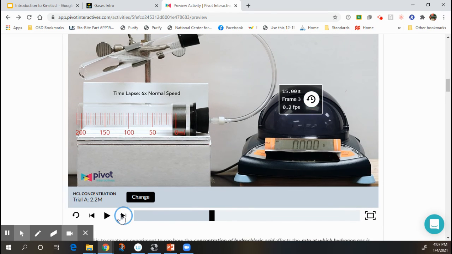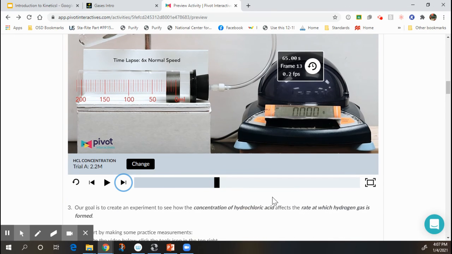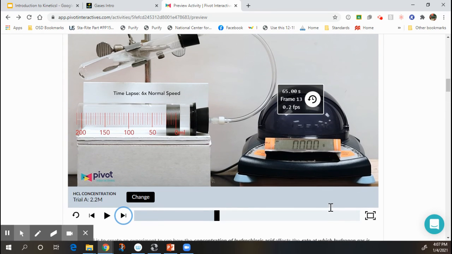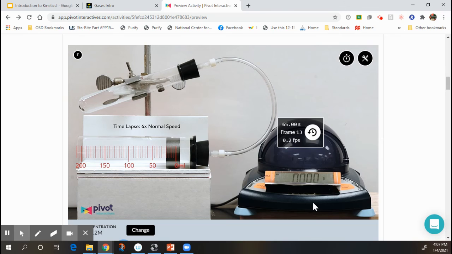I'm going to just step it through here. There's 10, 15, 20. So there are going to be some questions down below that are just going to make sure that you are performing the simulation correctly. Your data might be slightly different than what the answers are for the multiple choice, but choose the number that is as close as possible because the other three choices will be completely way off.